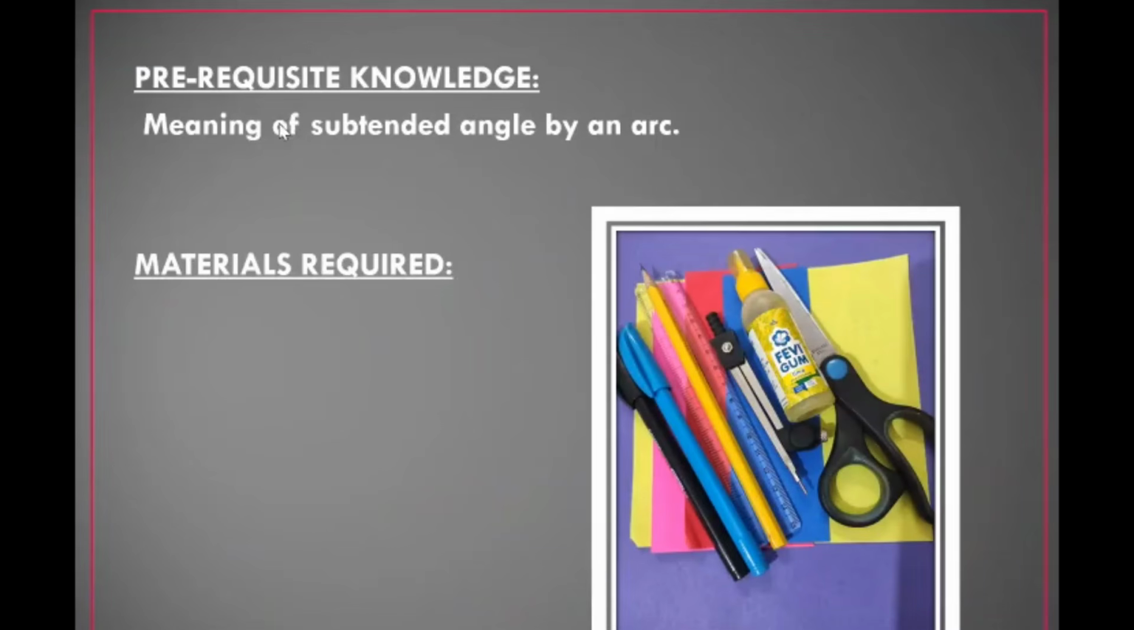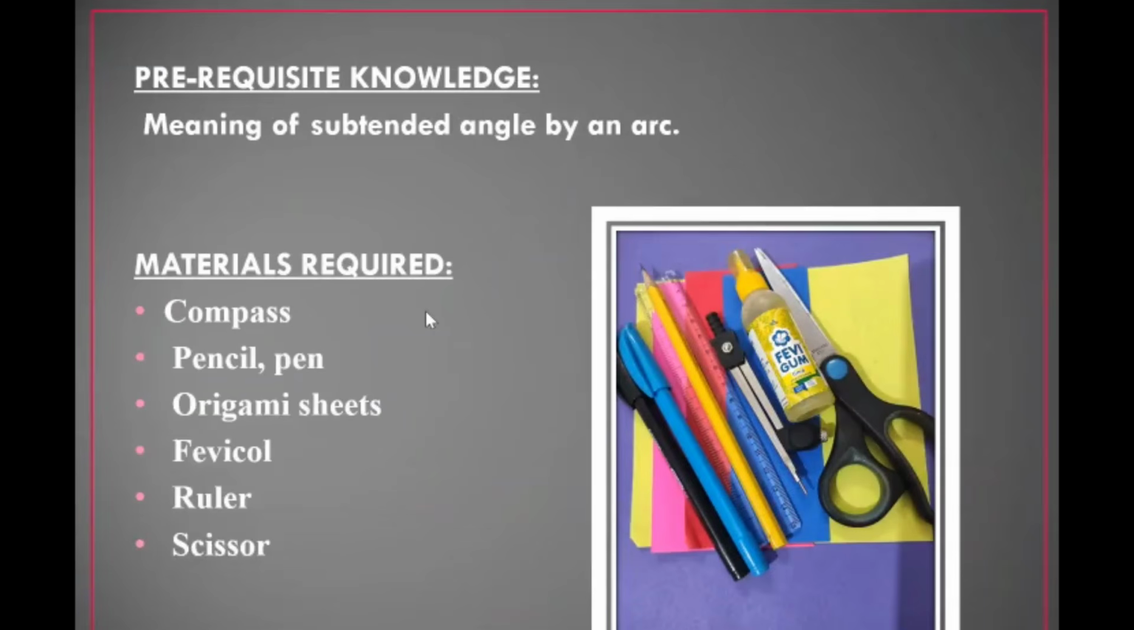So the prerequisite knowledge is the meaning of the subtended angle by an arc. The material required, again the same. We have the compass, the pencil or the pen, the origami sheets, Fevicol or any other adhesive, the ruler and the scissors. Now let me explain the procedure to you.